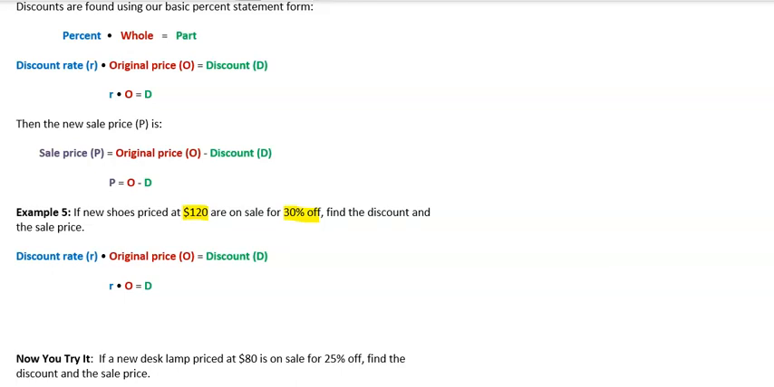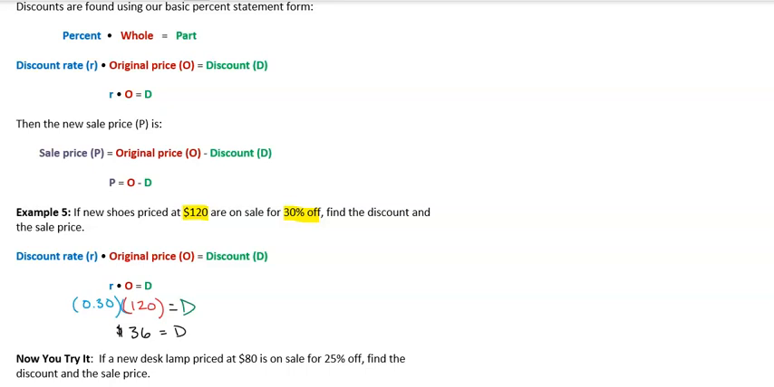All right, so the rate is 30%, so we've got 30% of 120 equals the discount. So that means 0.30 of $120 equals the discount. Okay, so that's going to give us our discount. Not our new price, but our discount. So make sure you've got that straight. So 0.3 times 120 is $36. So we get $36 equals the discount.